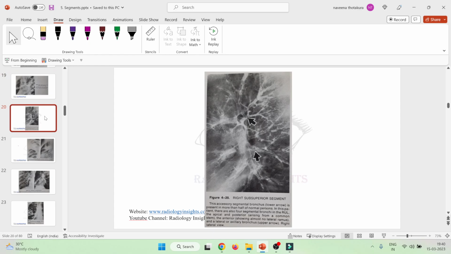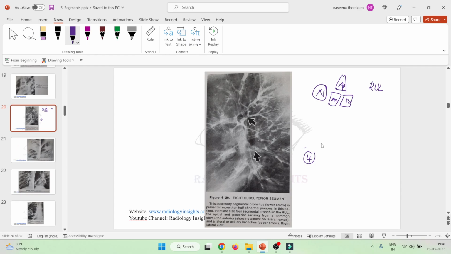Next, one more variant which should be considered is about the right subsuperior segment. So what does this subsuperior segment mean? Sometimes what happens is, normally the right upper lobe divides into three parts. We have apical, anterior, and posterior. This is what is normally seen. Sometimes there are four parts. It divides into four segments. Sometimes the right upper lobe bronchus will divide into four segments. That is, one extra segment will start.